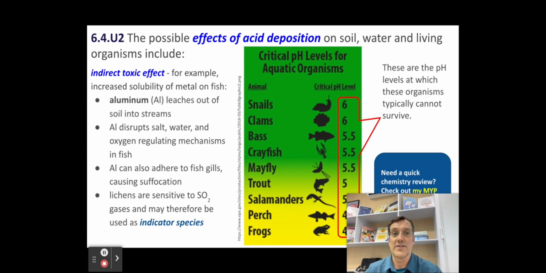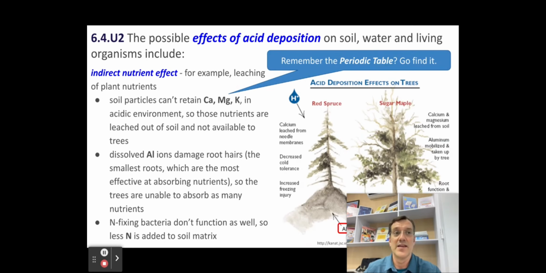Indirect toxic effects mean that acid deposition can indirectly harm living organisms by increasing the solubility of metals, such as aluminum ions, in water and soil. These metals can be toxic to fish and plants, especially in low pH conditions. For example, aluminum ions can damage the gills of fish and make it so that they have difficulty taking in oxygen.